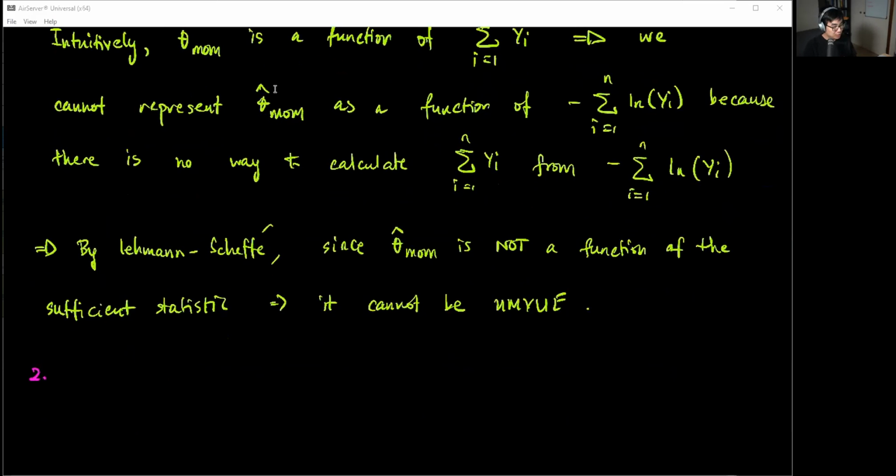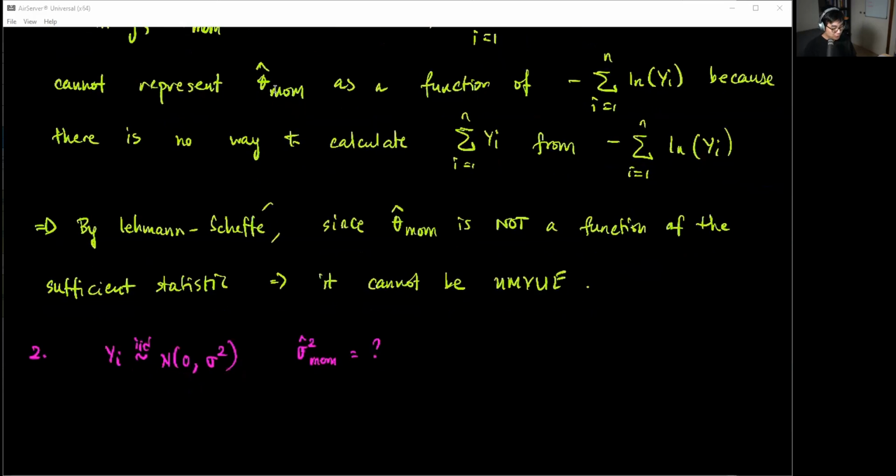So here we have y being drawn from a normal 0 sigma squared. And you're asked for what is sigma hat squared method of moments, right? That's the question, okay? Well, here we can see that the variance of y is equal to e of y squared minus e of y all squared. But because the mean is 0, this is equal to e of y squared, okay?